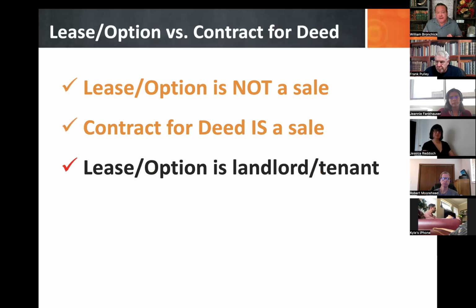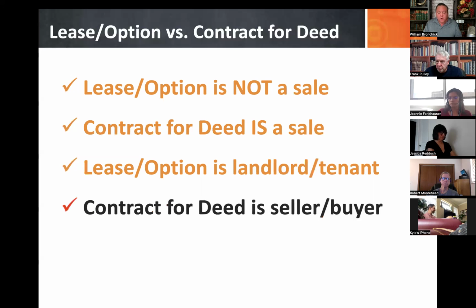Lease option is landlord-tenant. So the landlord-tenant rules apply, and the disclosure rules apply, and the late payment and all the state and local lease provisions apply, where a contract for deed is seller-buyer. Now, they seem similar in that neither party, whether it be a tenant or a buyer on a contract for deed, gets the legal ownership, the title, until the balance is paid. However, a contract for deed is a sale from the point of the inception of the contract, whereas a lease option is not until the purchase is completed.